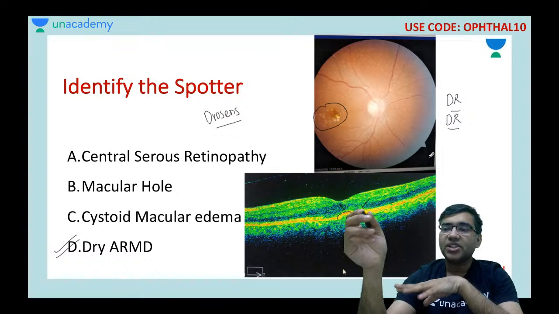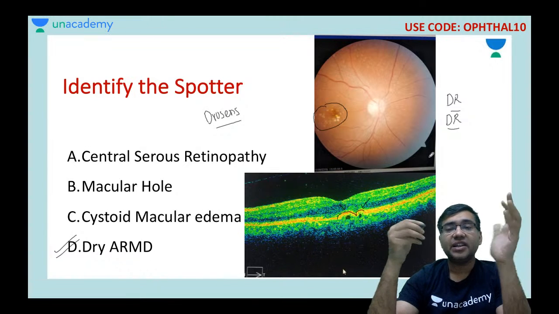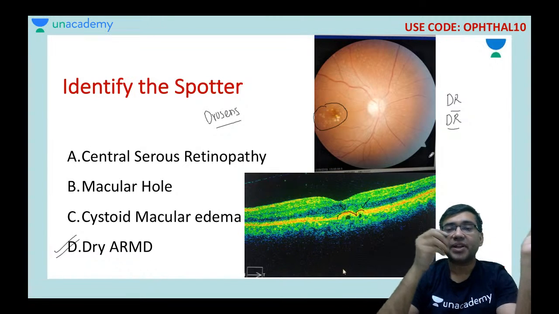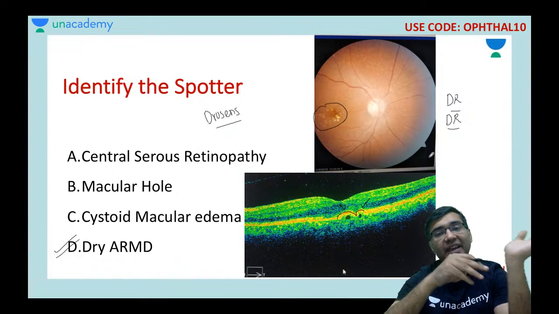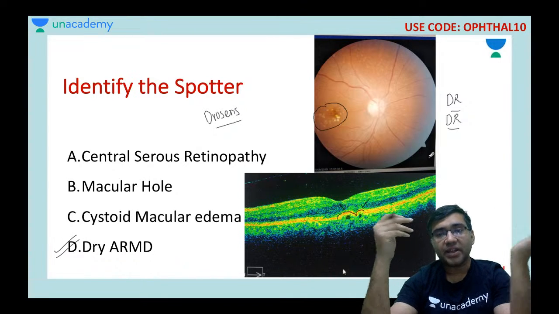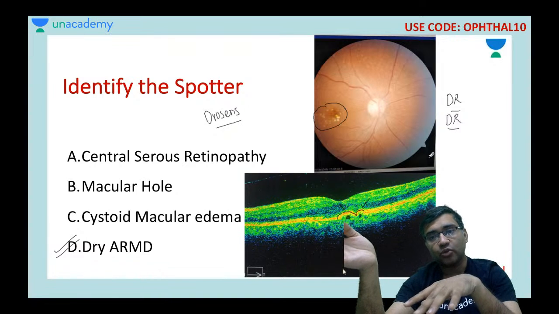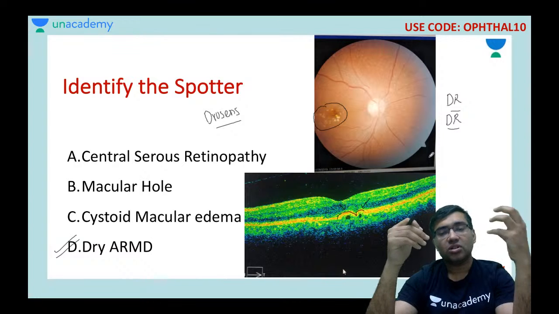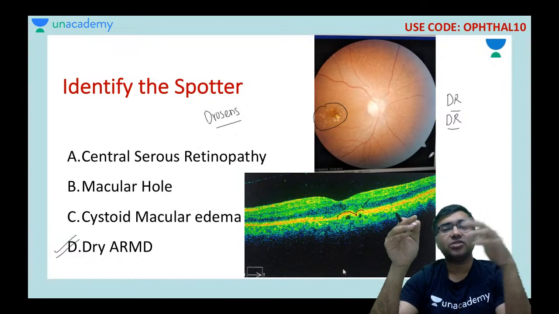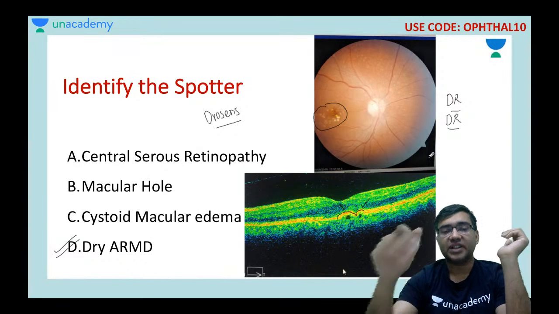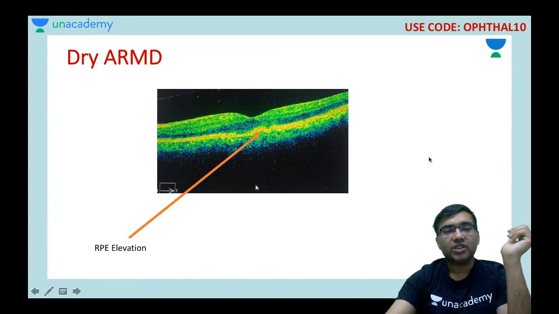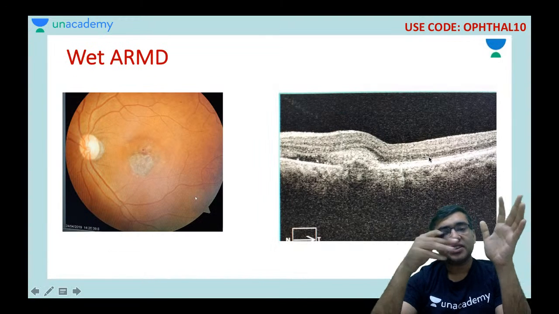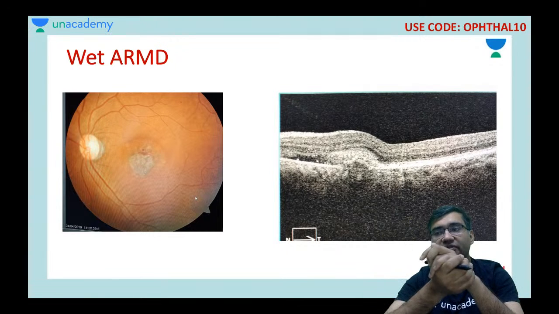This decrease in the vision is more seen in the wet ARMD as compared to dry ARMD. Remember, dry ARMD is more common in epidemiology as compared to wet ARMD, but wet ARMD is having more disastrous complications on the vision as compared to dry ARMD. Okay, so you can see an RPE elevation. Similarly, you can have a picture of wet ARMD.